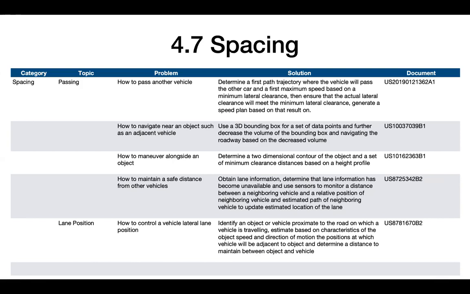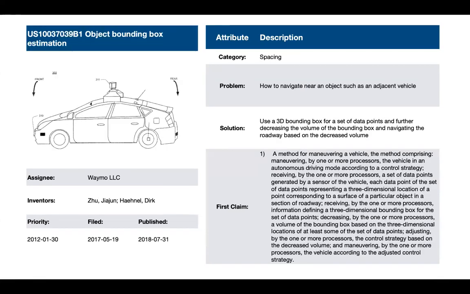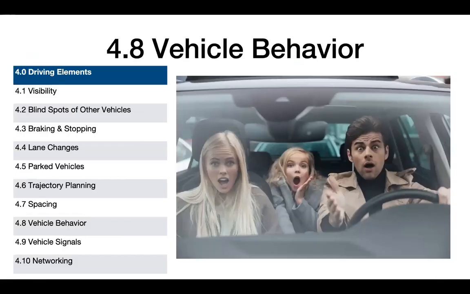Lane position, how do I control my lateral lane position? Identify an object or vehicle approximate to the road and estimate based on the object speed and direction, the positions at which the vehicle will be adjacent to the object, and determine the distance to maintain once again. All right, so here's our way of maintaining a safe distance around an object picture. Do we have another good picture in here? No. All right, vehicle behavior.